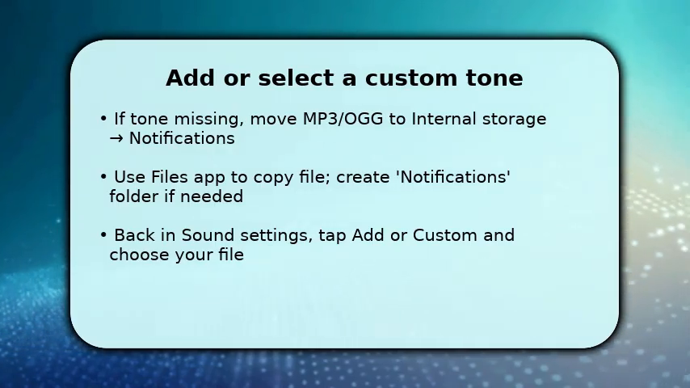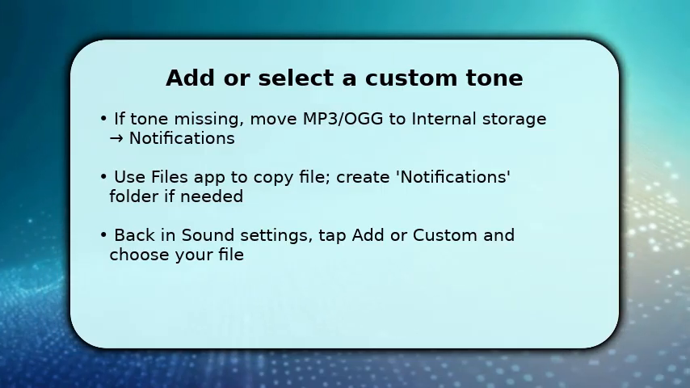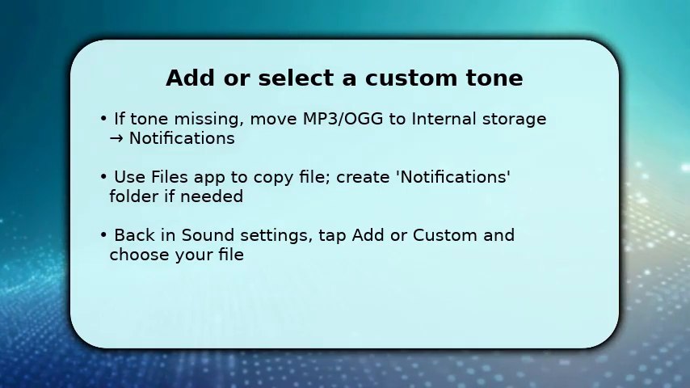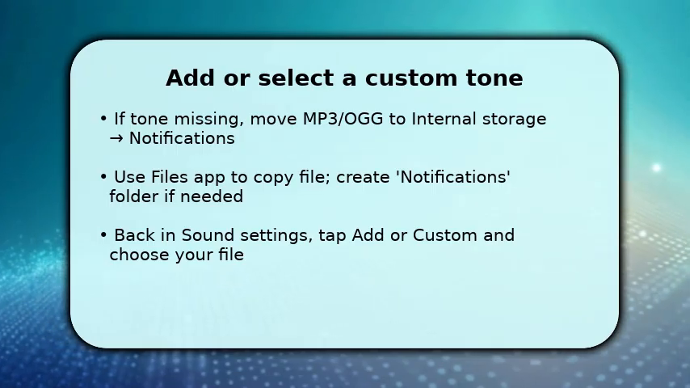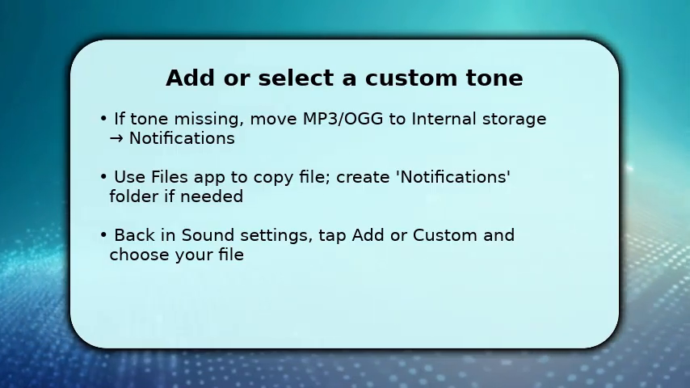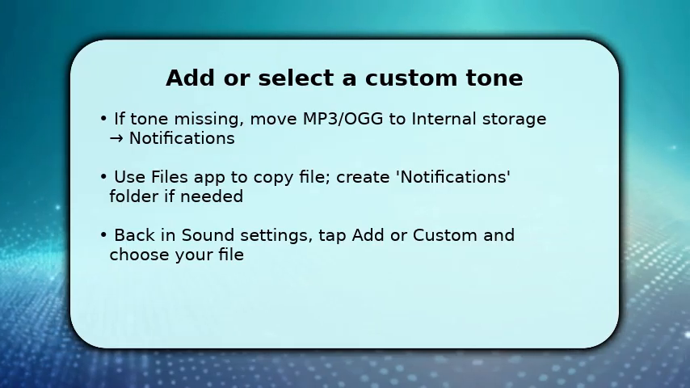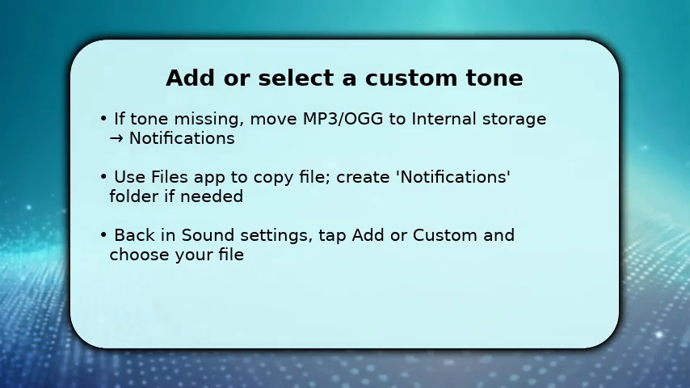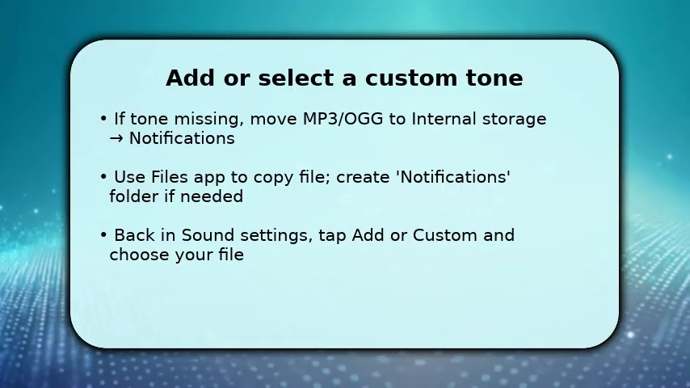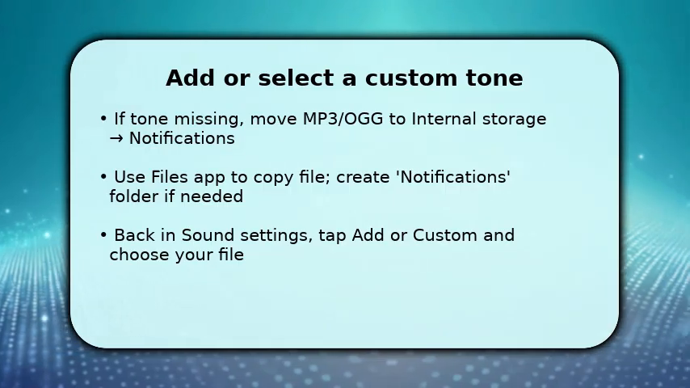Once the file is in place, return to Settings, Sound, Notification Sounds, and tap Add or the plus icon. Choose the file from the Notifications folder. Pick it, then press play to preview. Use the volume to confirm level. This ensures the system recognizes and lists your custom sound.